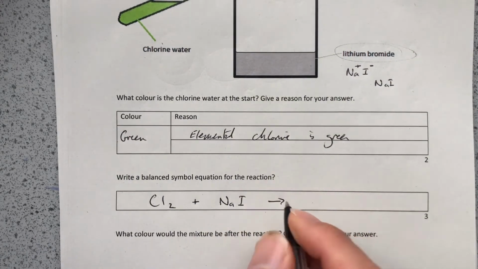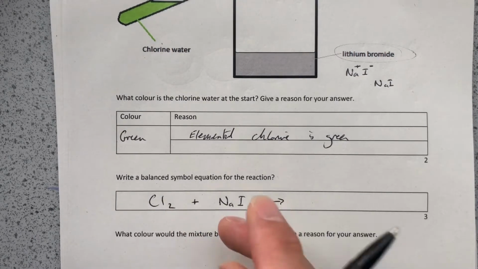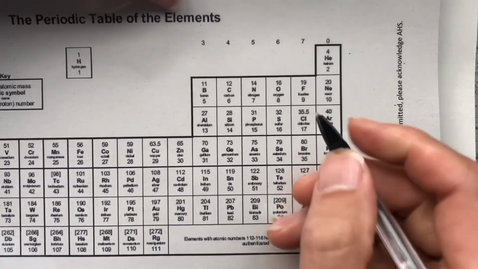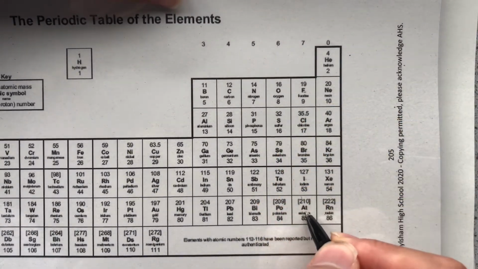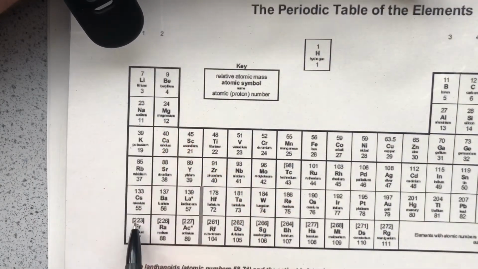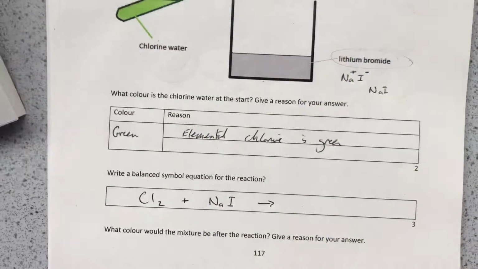Okay, arrow. Now this is a displacement reaction. The most reactive element always displaces the least reactive. So we need to know the order of reactivity of the halogens. The most reactive is at the top, the least reactive is at the bottom. It's the opposite to the alkali metals. The least reactive at the top, the most reactive is at the bottom here. So with halogens, most reactive at the top, least reactive at the bottom. Okay?